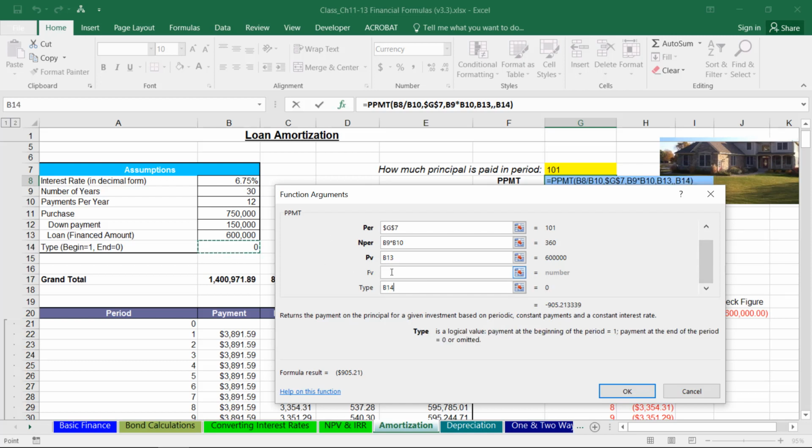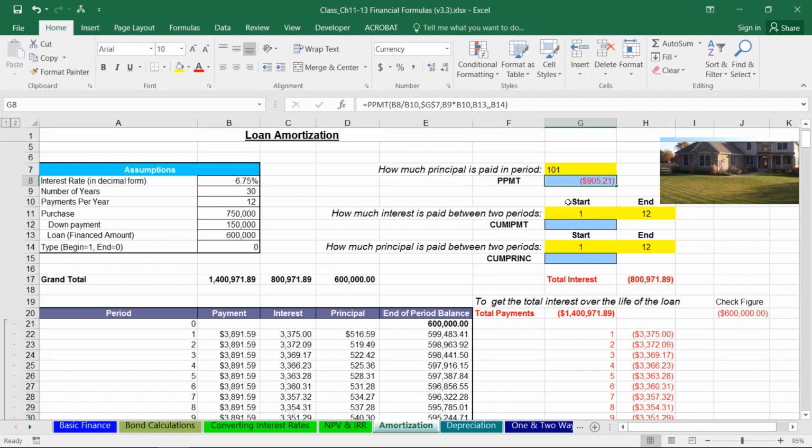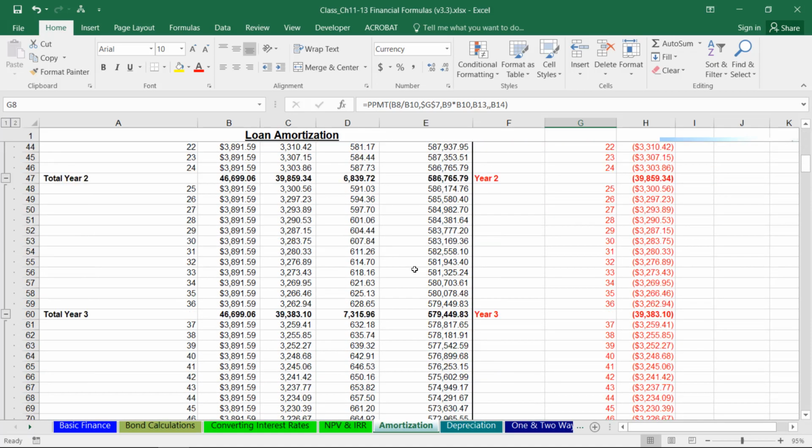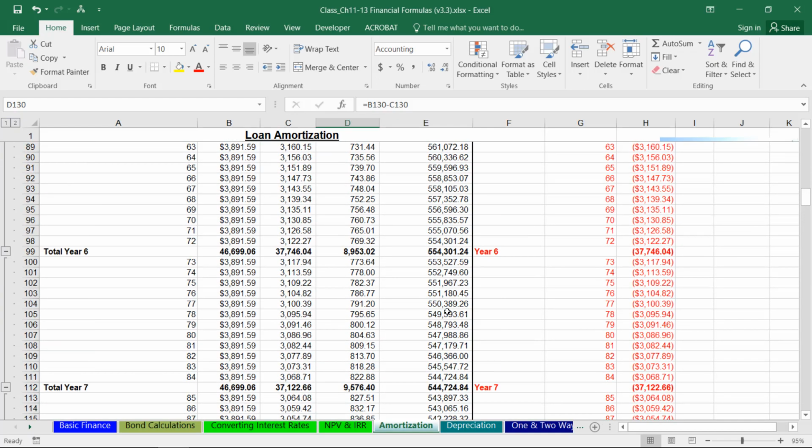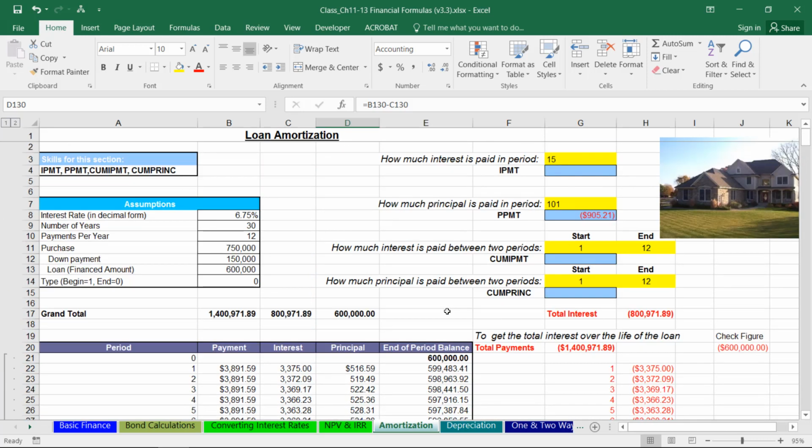We could put 0 in future value. It doesn't matter. Notice though we've got the description of what this is that we're putting in as type. We'll say OK, and it looks like our principal payment should be $905.21. Let's go check it out. That's period 101. $905.21. So it's calculated out individually as needed. We can also do the same thing with interest payment. Why don't you do it first and then we'll do it together?